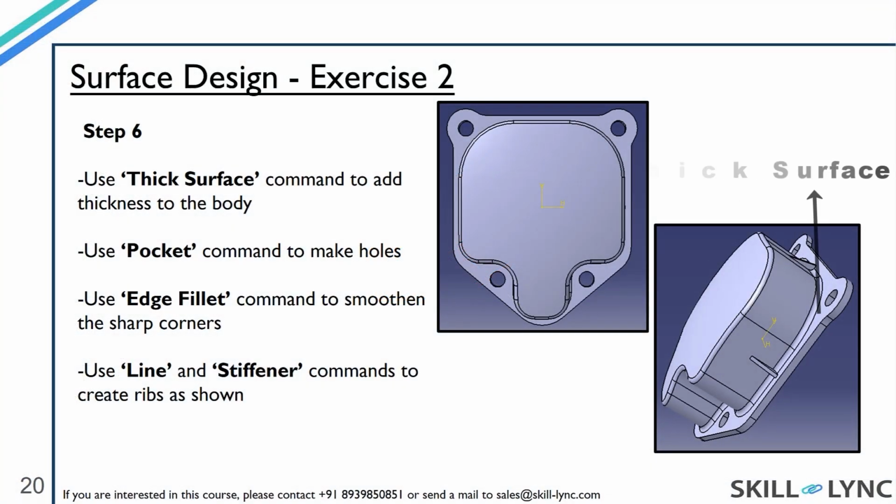Since we have one surface for the entire model, in this next step, I will walk you through thickening this surface. This step will convert the zero thickness surface into a solid model. Then I will add holes as seen in the picture using the pocket feature. Next, I will smoothen the sharp corners using the edge fillet command. Finally, I will add stiffeners on 3 sides of the body to add strength.